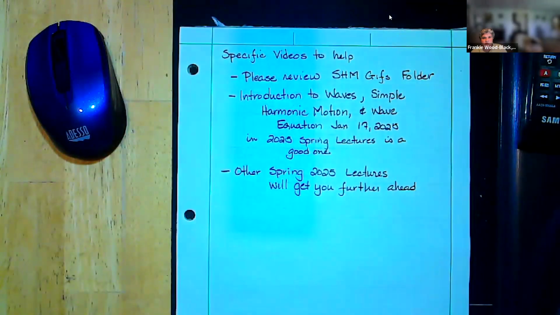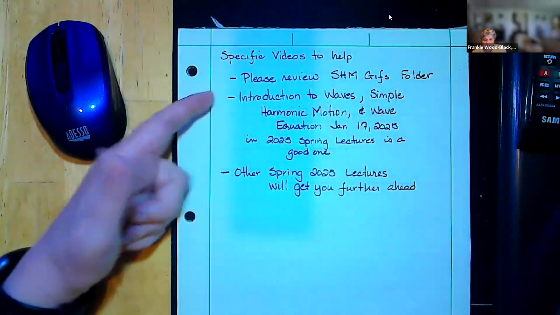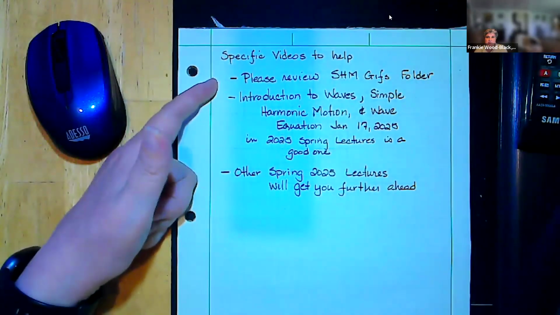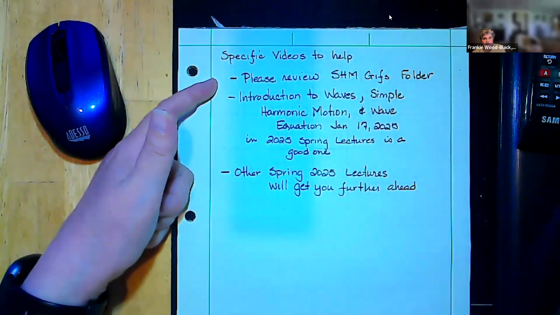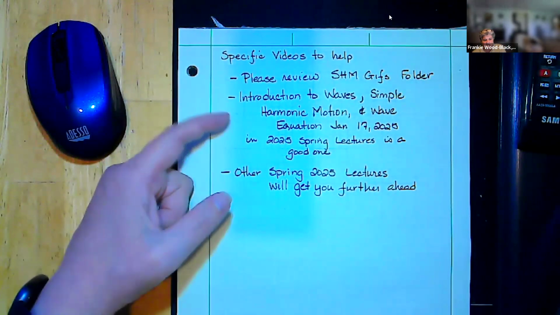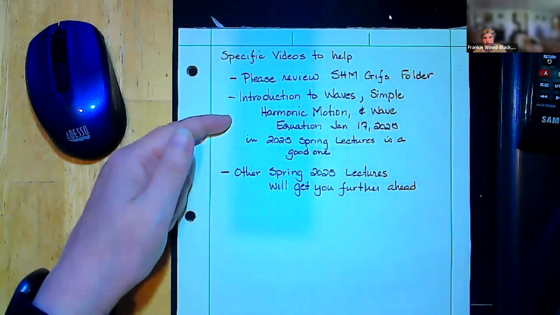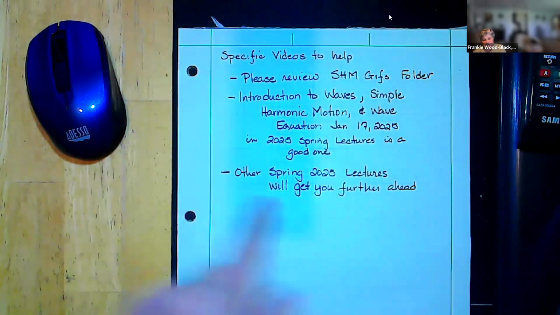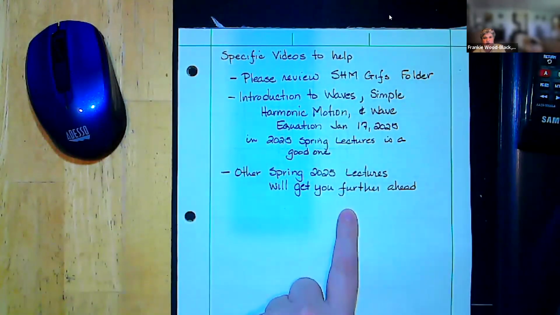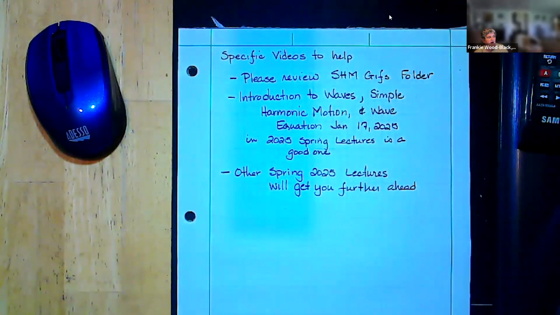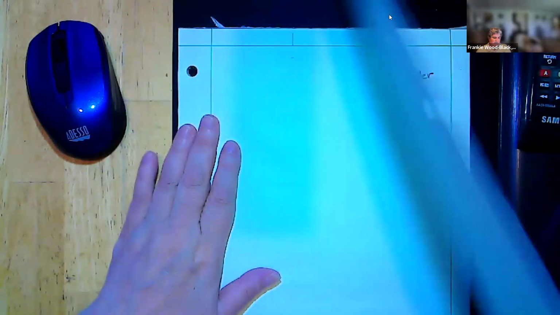Okay, so just as a reminder, in the GIFs folder, it has those examples of the simple harmonic motion that we were just watching. This introduction is going to be a little bit more detailed than what we're covering tonight. And other lectures in the spring 2025 lectures are good. And then in the supplemental information and example problems, those are just going to be there for extras in case you're getting stuck on something.